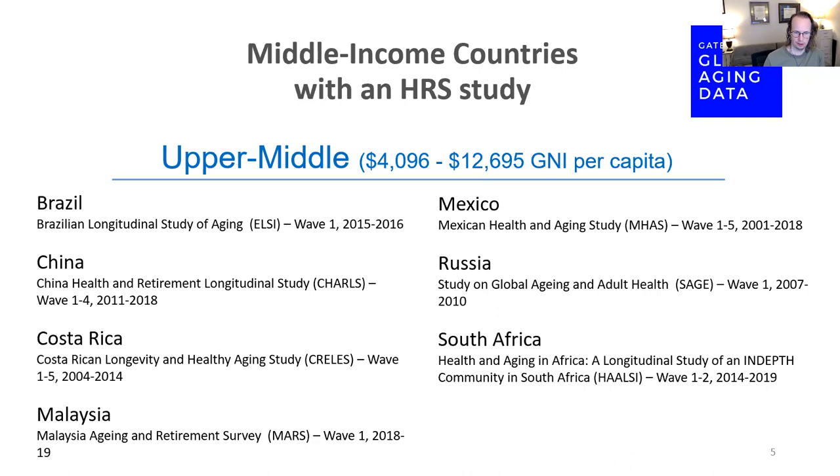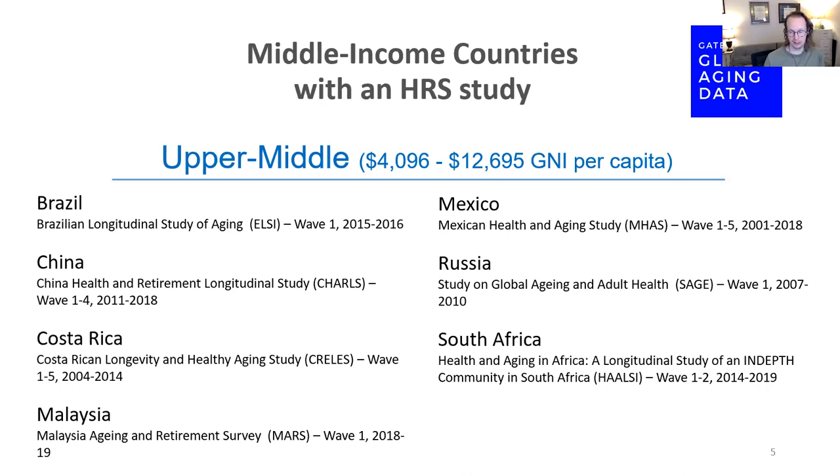Malaysia has a study called the Malaysia Aging and Retirement Study, or MARS. They have 1 wave of data available that was collected in 2018 through 2019. I believe that they are currently in the field collecting their second wave now.